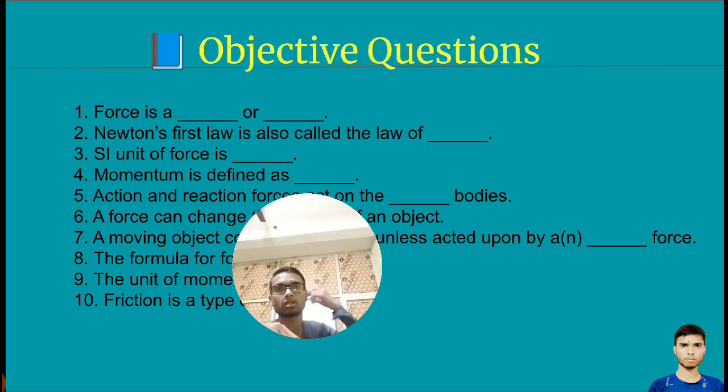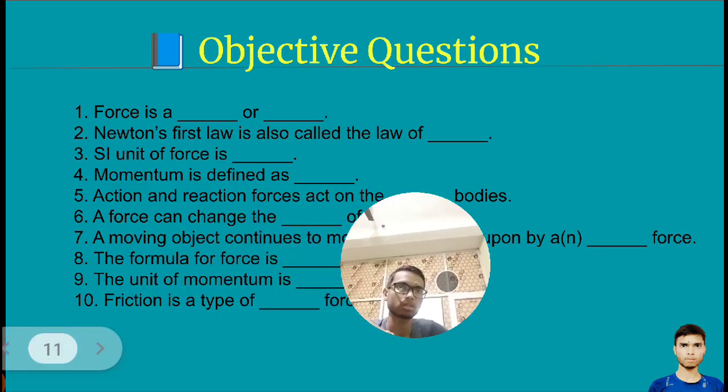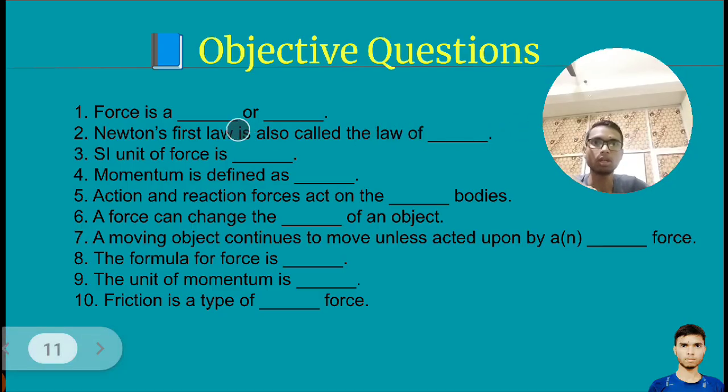Clear? Now we have questions. Let's answer together. Force is a pull or push. Newton's first law is also called the law of inertia. The SI unit of force is just the Newton, as we know. Momentum is defined as P equal to M into V, where P is momentum, M is mass, V is velocity.